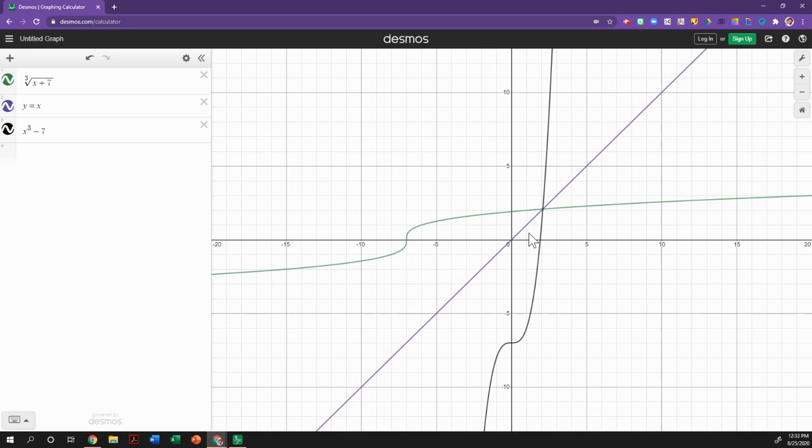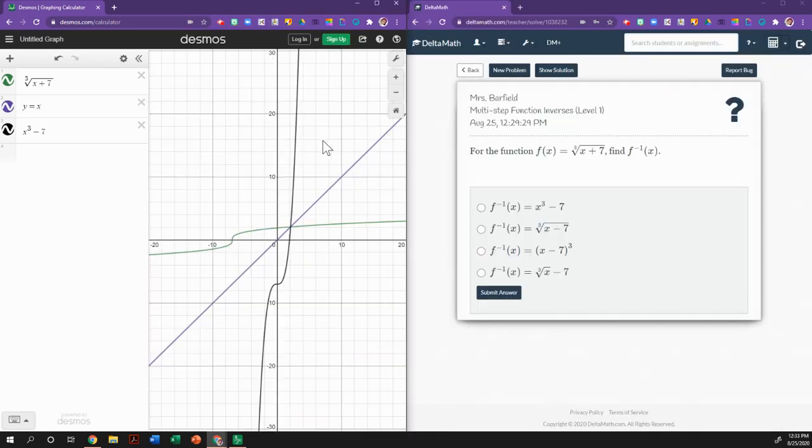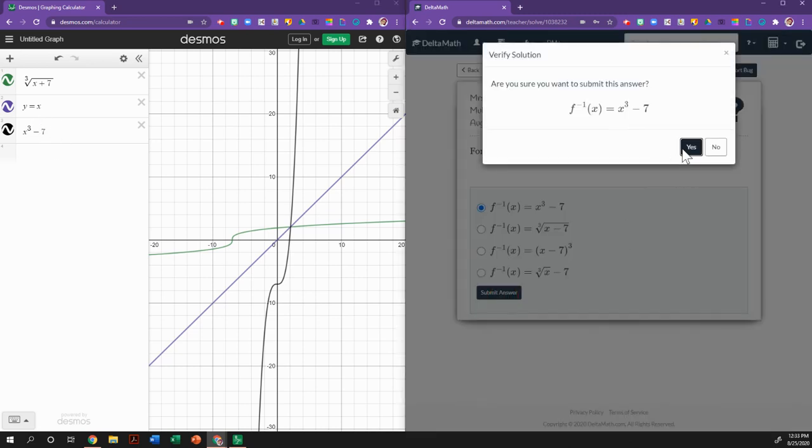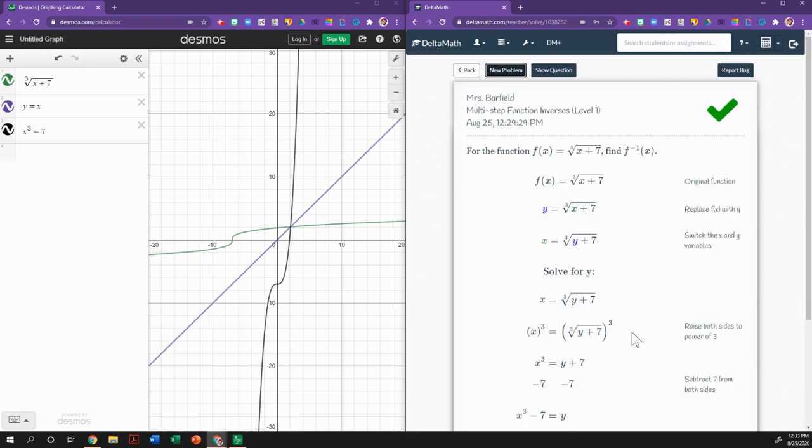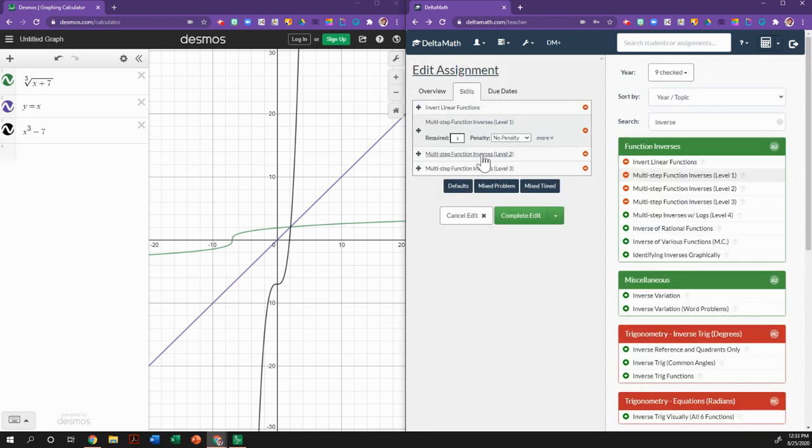And actually one of the things you could talk about is that the distance from the purple line to the green line, and from the purple to the black, the distance this way is the same distance from the purple to the green. So that's one of the reasons also that it's an inverse. All right, so if I were to bring back up Delta Math, x to the third minus 7 is going to be my answer. Submit. Yes. And you can see here all the work, which was what we're bypassing. So let's do another example.